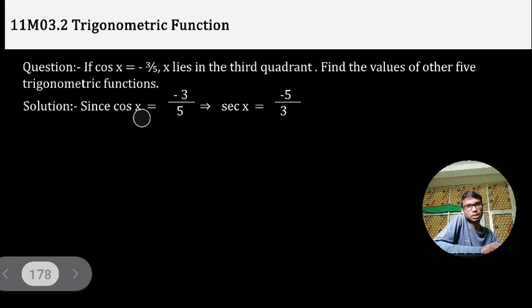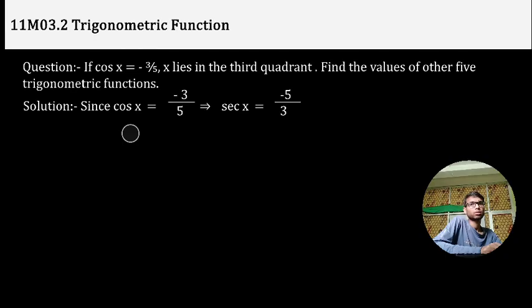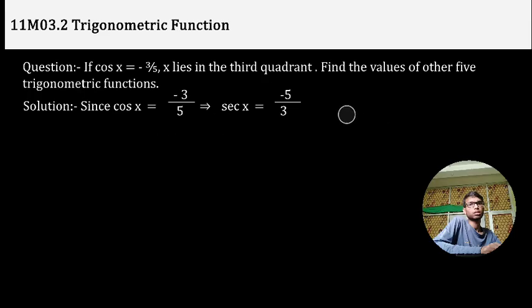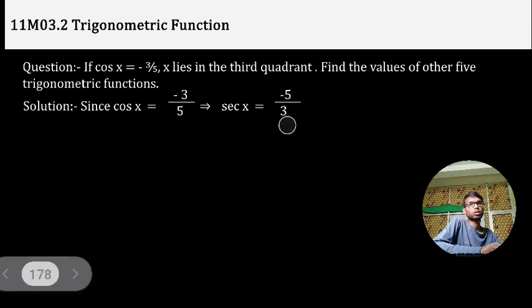First of all, we know that this is given already. So tell me what is the ratio of sec x. The ratio is base upon hypotenuse. Base is minus 3 and hypotenuse is 5. So sec would be what? Sec is the reciprocal of this, just opposite. The denominator will go upper and the numerator will come downward. This is the second trigonometric function. We found this by this.